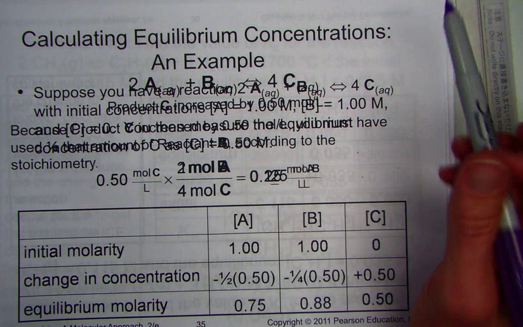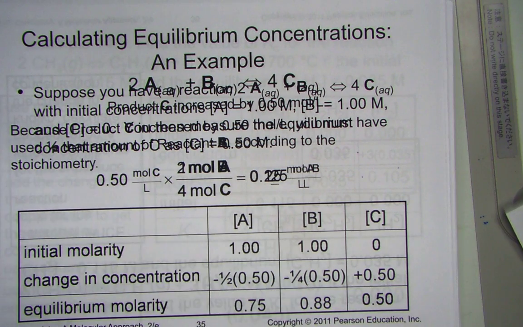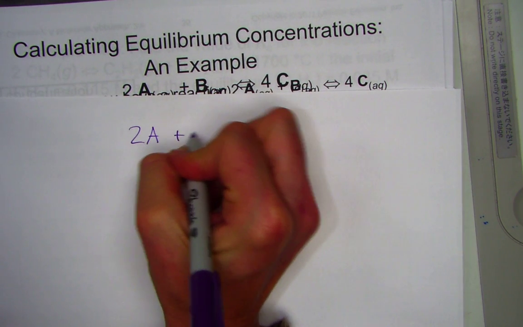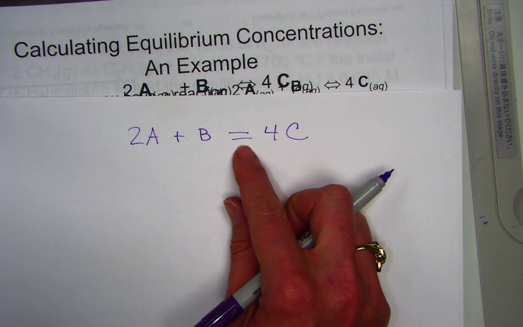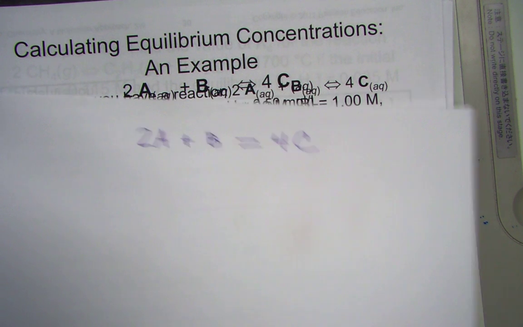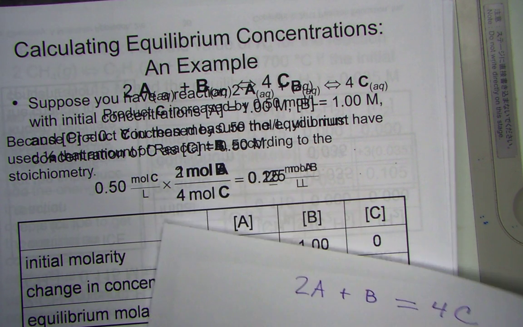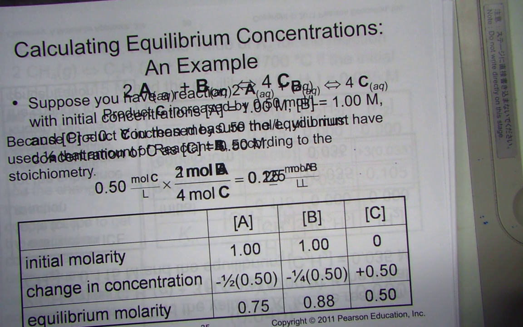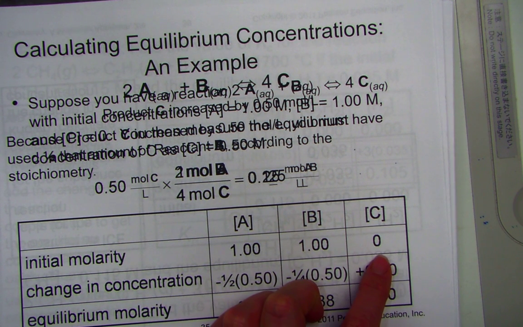Suppose we have the following. This is hard to read. 2A plus B makes 4C's. So this is my way of doing double arrows. 2A plus B in equilibrium with 4C's. Suppose you have a reaction, 2A plus B makes 4C's. Aqueous, aqueous, aqueous. They're all aqueous. With initial concentrations, and these are what's given to us here, initial concentrations of 1, 1, and 0 respectively.